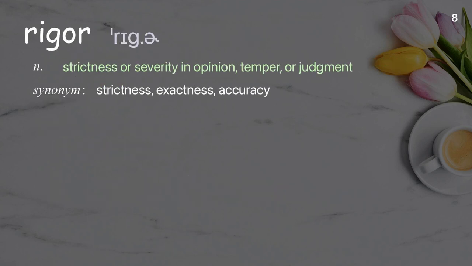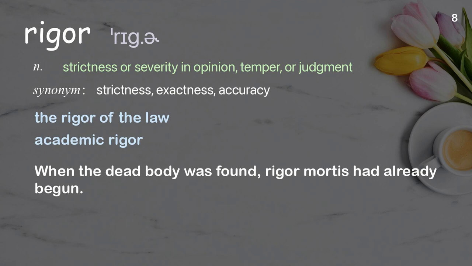Rigor. Strictness or severity in opinion, temper, or judgment. Examples. The rigor of the law. Academic rigor. When the dead body was found, rigor mortis had already begun.